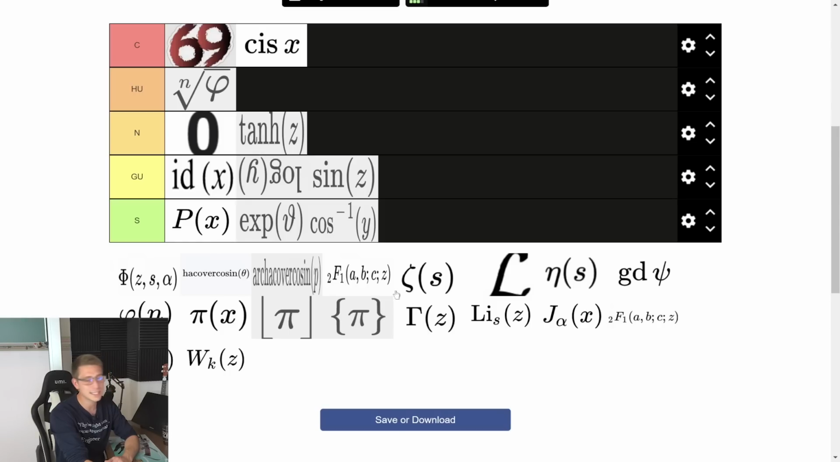And since the inverse hyperbolic functions are not as cool as the inverse trigonometric functions, they are going to get one rank less. I don't even have them in here. If they were here, they would get a GU rank. Now, next up is something that is very close to my heart. We are still not done with the trigonometric functions.